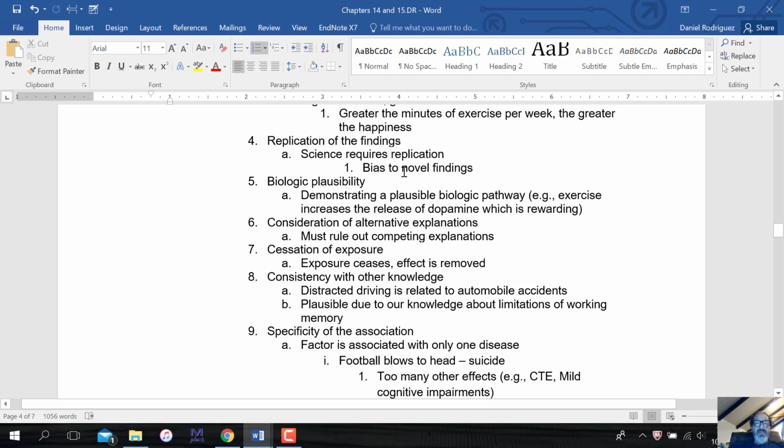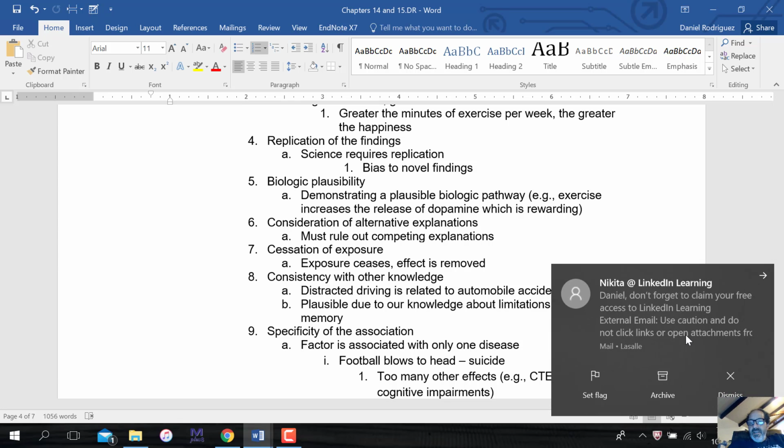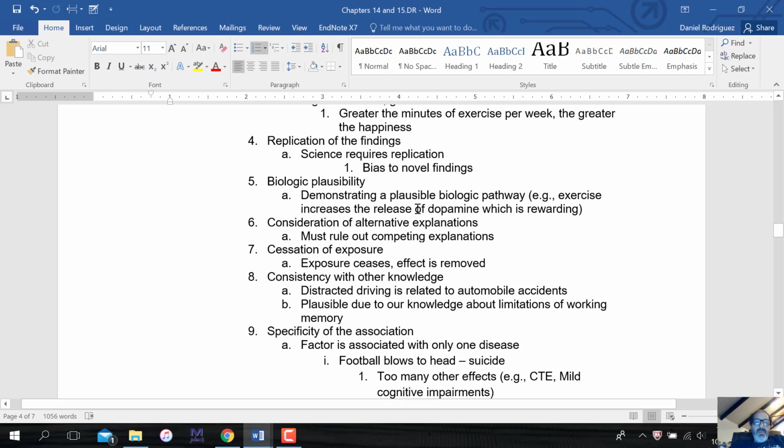Replication of findings. Science requires replication. Replication is not sexy in the research world, so that's sad. People want to find these really novel, cool things, and those are what get published, often the novel findings, but the ones that are more important are the replications. So maybe you didn't find the special thing, but that person gets all the praise and all the media coverage, but that special finding may be false, right? May be false. So therefore we require replication. We want to see that finding again with a different sample, but there's a bias toward novel findings in terms of publication.